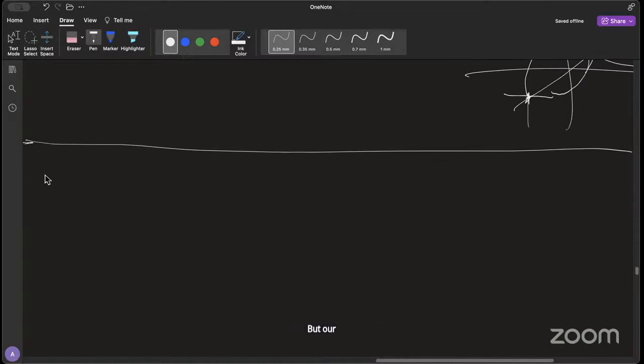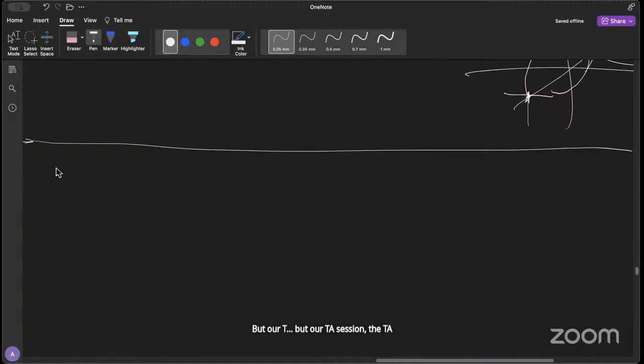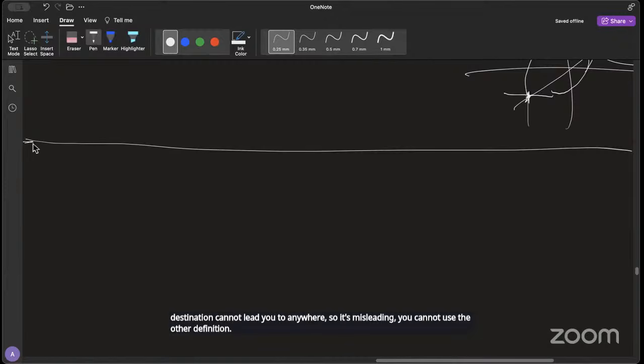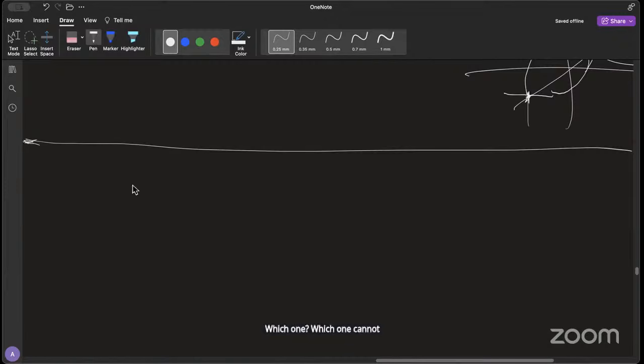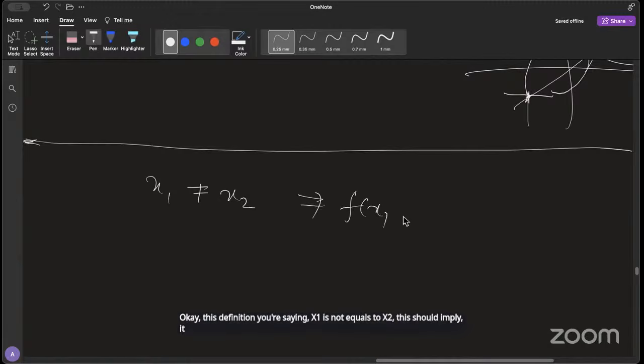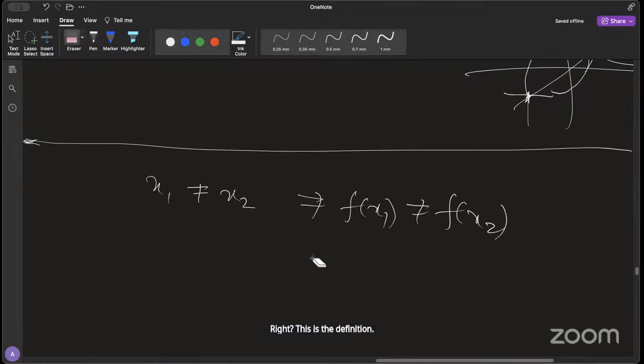But in our TA session, the TA said that this definition cannot lead you anywhere, so it's misleading. You cannot use the other definition. Which one? When x1 is not equal to x2? Okay, this definition you're saying: x1 is not equal to x2 should imply f(x1) should not be equal to f(x2), right? This is also correct. Are you saying that this definition will not get you anywhere? Yes, that's what the TA told us.